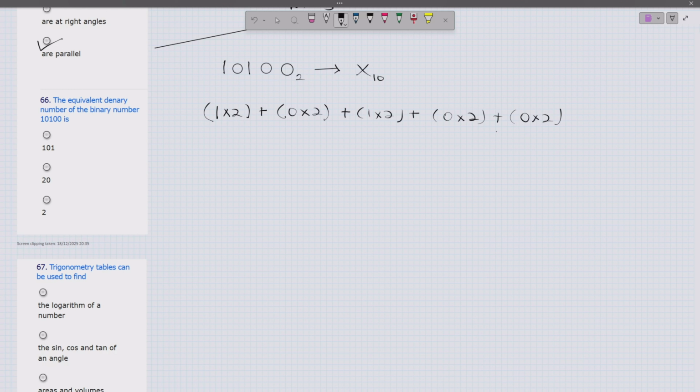So now you start to increase the powers of 2, starting from 0. So you have 0, 1, 2, 3, 4. Any number multiplied by 0 is 0, so 0, 0, 4, 16. That's 0 plus 4 plus 16. So 16 plus 4 gives you 20 base 10.